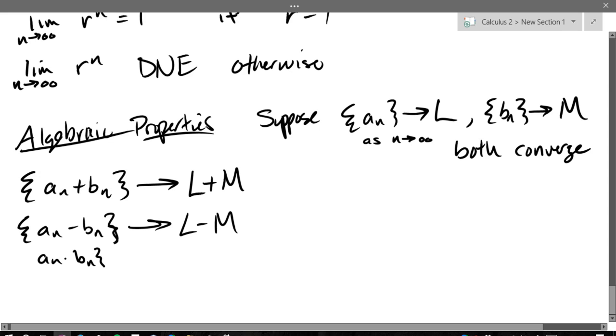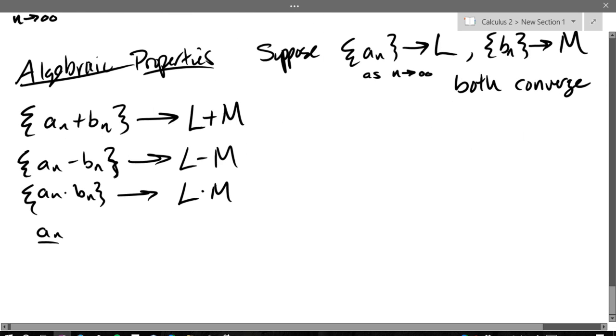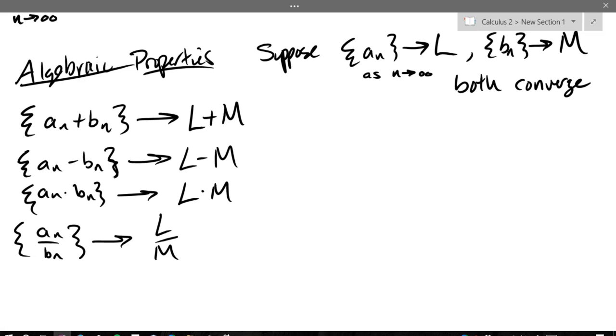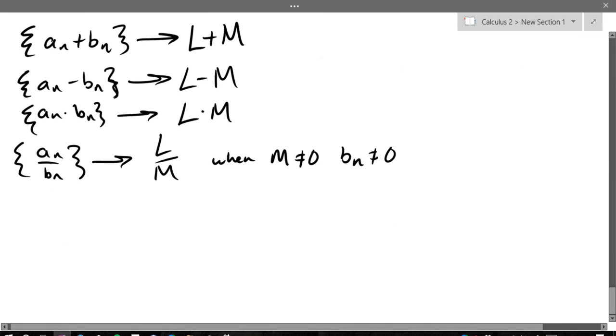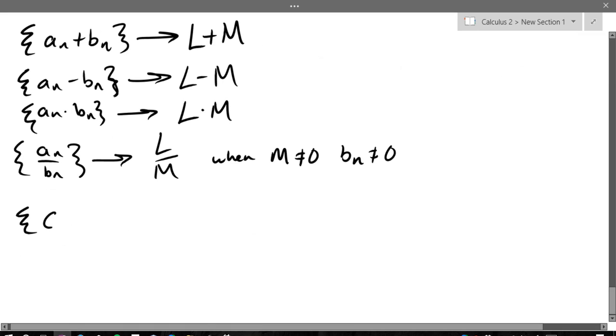An times bn approaches L times M. An over bn approaches L over M. But we need to be a little bit extra careful if we're going to be dividing. So if we're going to divide, I need to make sure M is not zero. Also, bn should not equal zero either, if I'm going to be dividing an by bn. So make sure you're not dividing by zero, you'll be okay. And we have constant multiple as well. C times an is going to approach C times L.